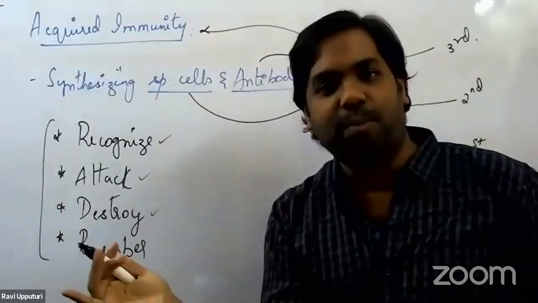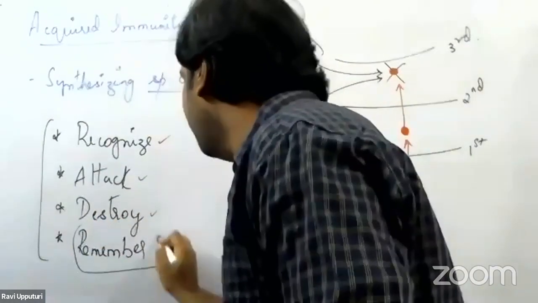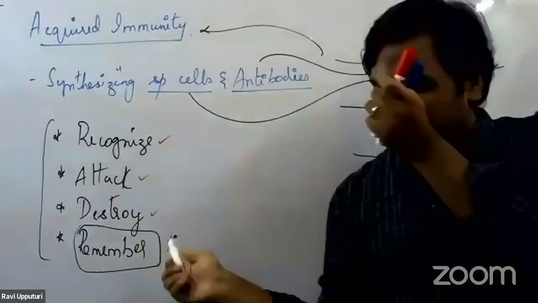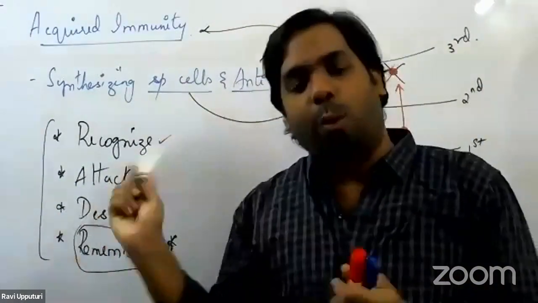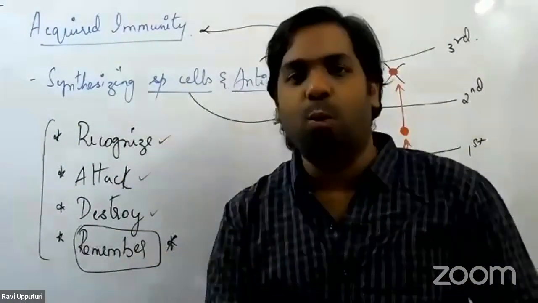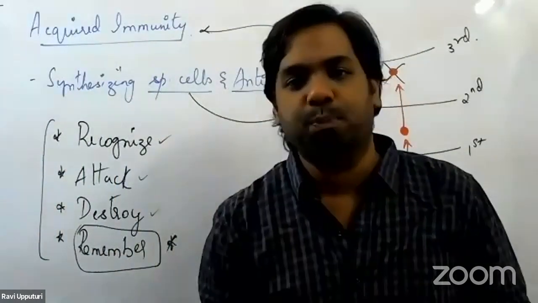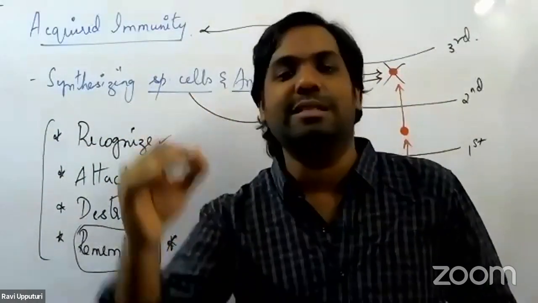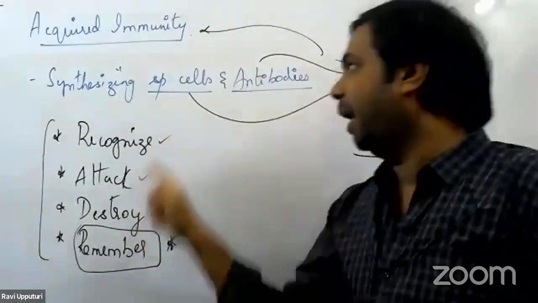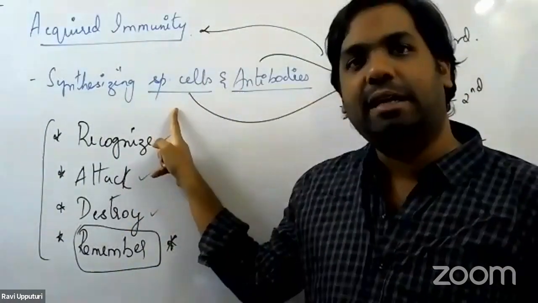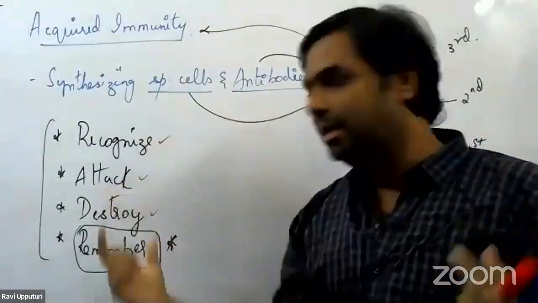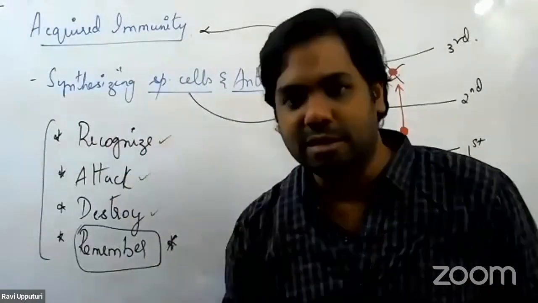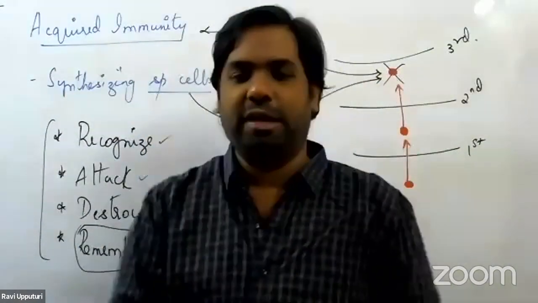Now, after the destruction of the pathogen, what happens next? They would start remembering the pathogen. One more very important aspect of the acquired immune system is that they remember the pathogen. Why should they remember it? The second time the same pathogen enters the body, without synthesizing and activating specialized cells and antibodies, the cells present in the memory are directly released and directly target the pathogen. We'll talk about that a little later when we take up the next topic.